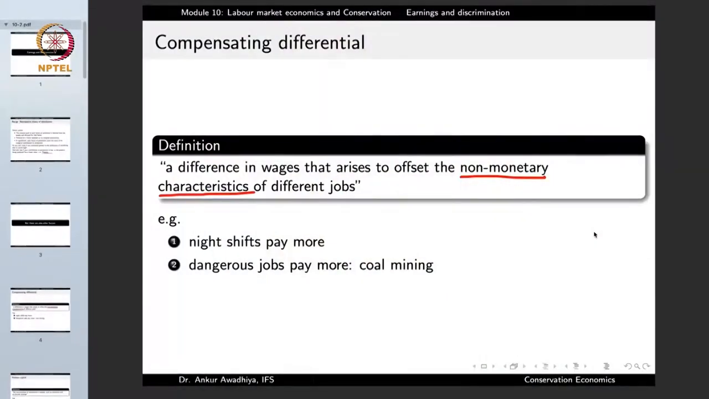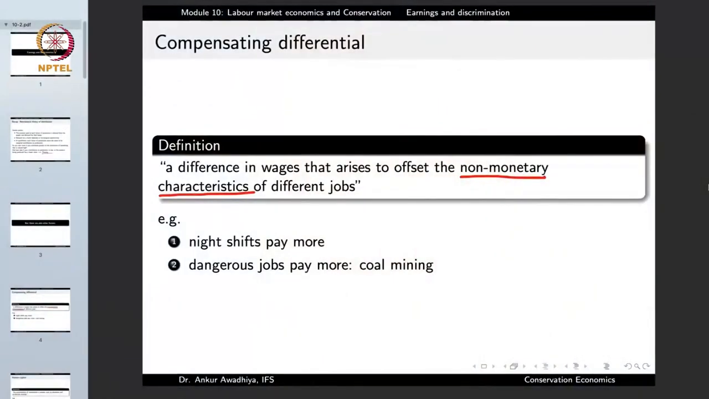But still, it is easy for people to work in the daytime than in the night time. So this is a non-monetary characteristic of this particular job, whether a person is going to work in the daytime or in the night time. Now, because working in the night time is more difficult, people are paid more. In this case, they are being compensated for a difference in a non-monetary characteristic. The difference is whether they are working in the daytime or in the night time. And this non-monetary characteristic differential is getting compensated.